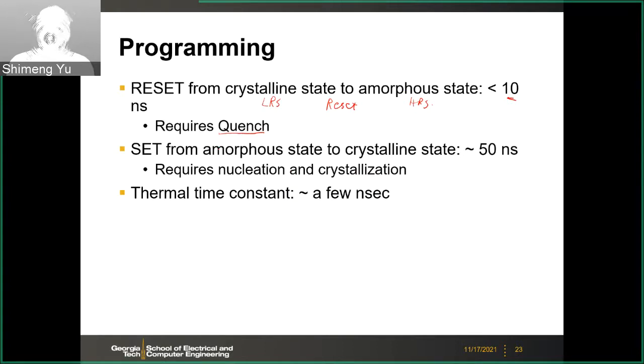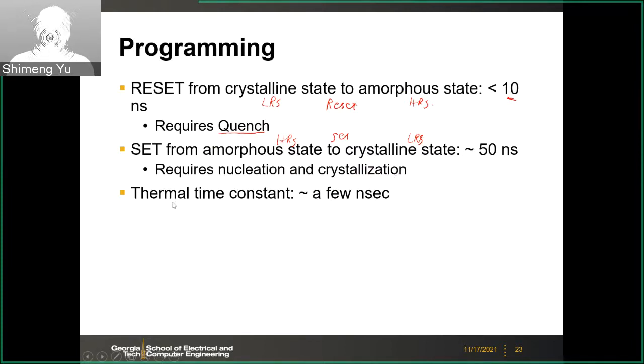On the other hand, if you want to do the set from the high-resistance state, the amorphous state, to the crystalline state, then you need to use a slower, medium-level current to heal the amorphous region. Typically you need 50 nanoseconds or even longer. And this involves the nucleation and the crystallization process.